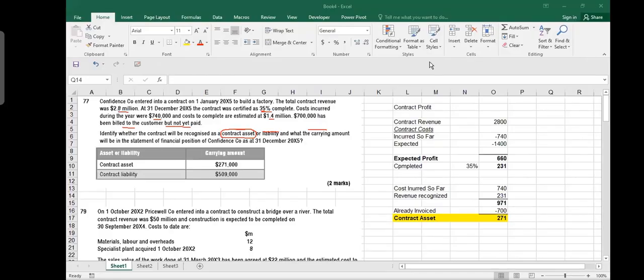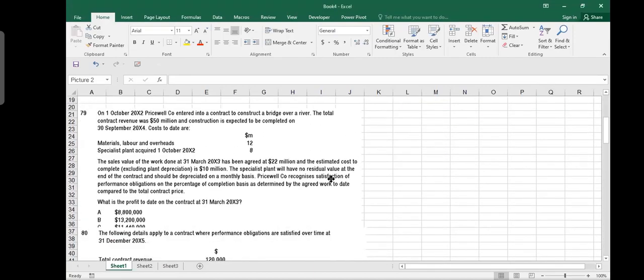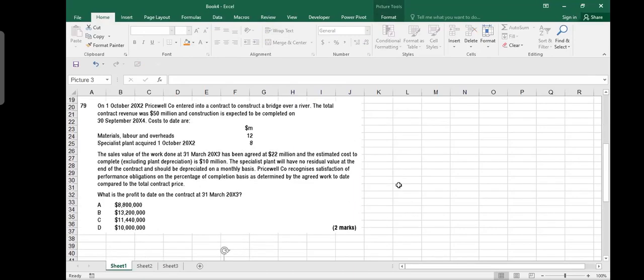Now let's start reading the second question, which is question number 79. Let's read it together. It says, what is the profit to date on the contract at 31st March 2003? On 1st October 2002, Pricewell Company entered into a contract to construct a bridge over a river. The total contract revenue was 50 million. Again, it is a fixed value contract. Most of the time here they are giving you fixed value contracts.